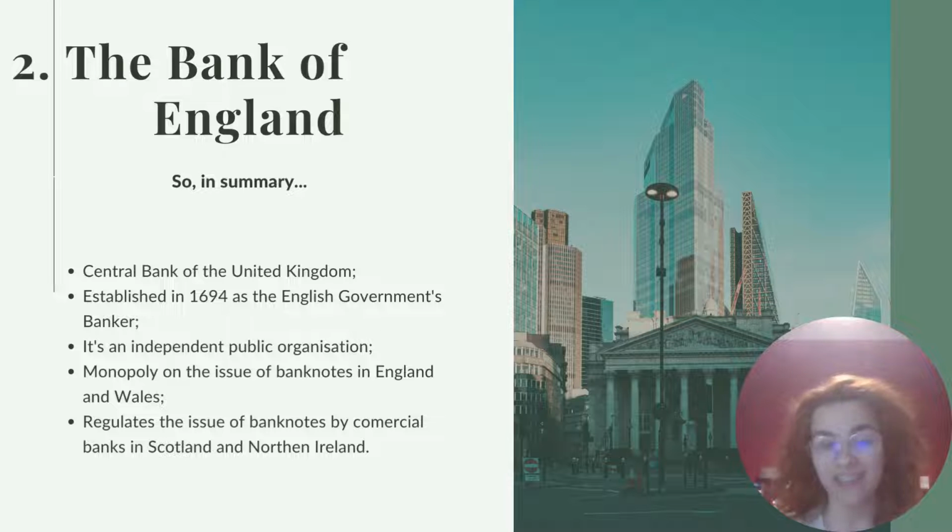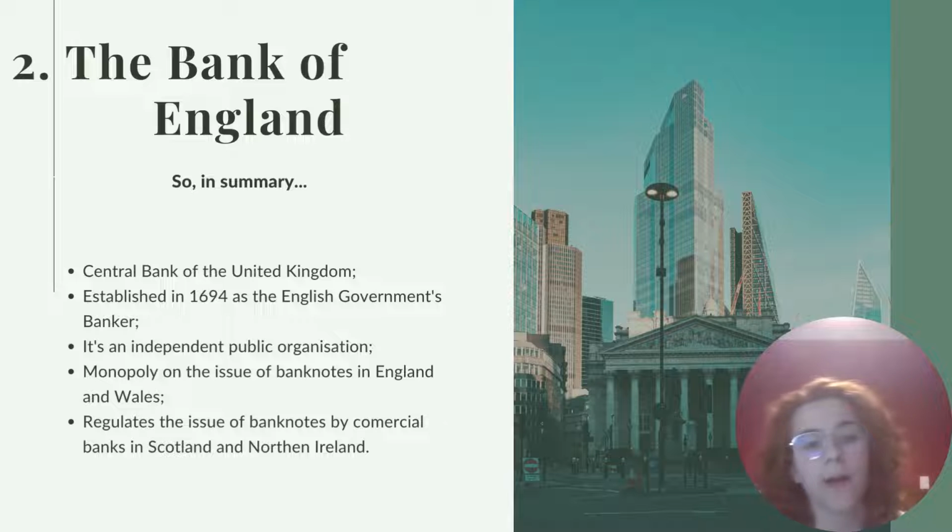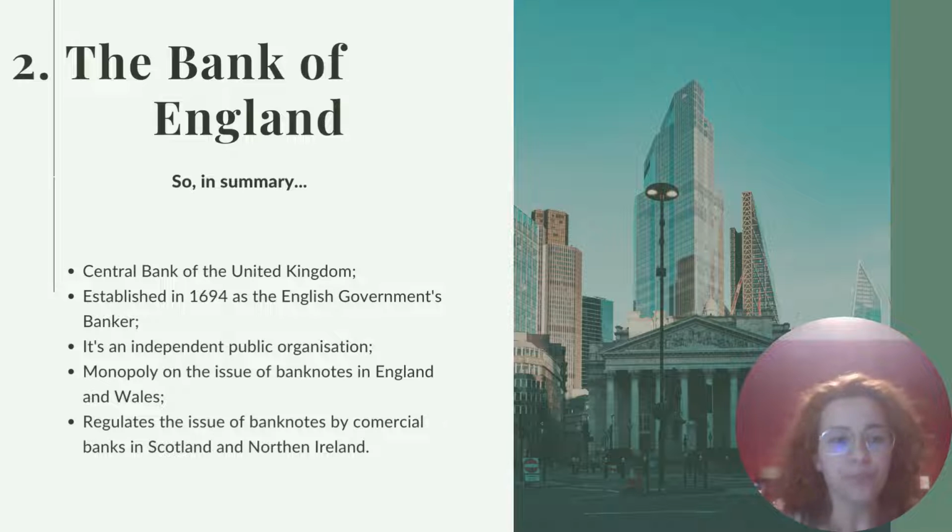So, what exactly is the Bank of England? The Bank of England is essentially the central bank of the United Kingdom and is actually the model on which most modern central banks have been based. It was established in 1694 to act as the English government's banker, and it's the world's eighth oldest bank. It was privately owned by stockholders from its foundation in 1694, and it was nationalized in 1946 by the Attlee Ministry, and it finally became independent. It became an independent public organization in 1998.